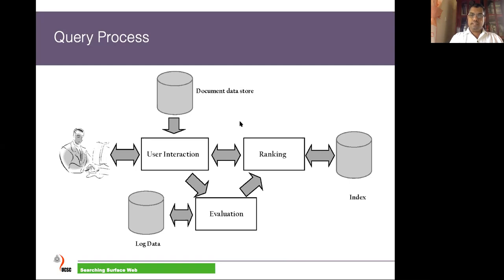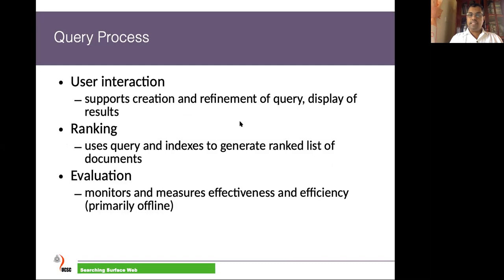In search engines, ranking is the most important process because they try to produce the best set of results for you in the first hit. So in the querying process, as I mentioned, user interaction, ranking, and evaluation are the three main things.